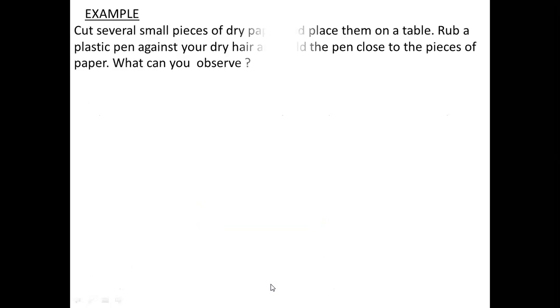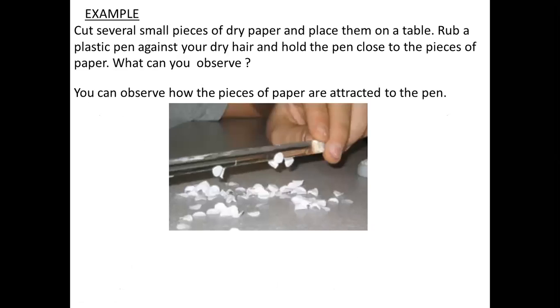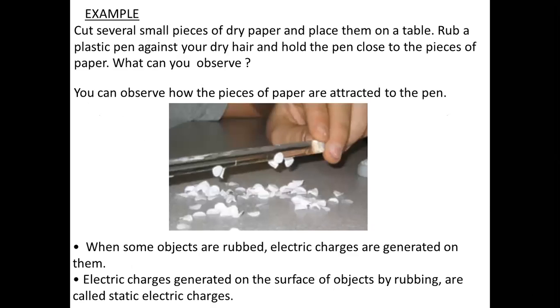Example: cut several small pieces of dry paper and place them on a table. Rub a plastic pen against your dry hair and hold the pen close to the pieces of paper. What can you observe? You can observe how the pieces of paper are attracted to the pen. When some objects are rubbed, electric charges are generated on them. Electric charges generated on the surface of objects by rubbing are called static electric charge.